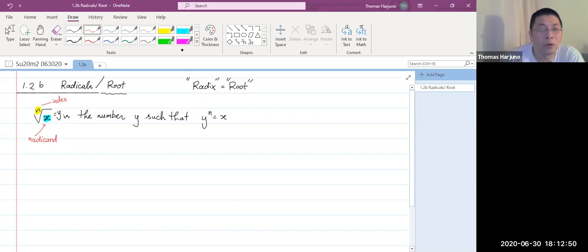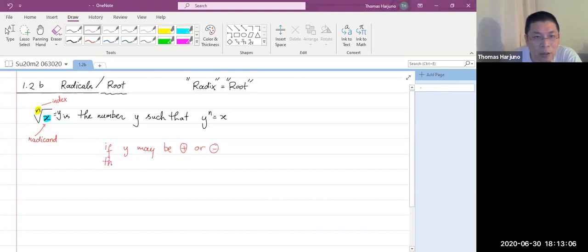Now the thing is, if there's a rule, if y may be positive or negative, then we take the positive branch.